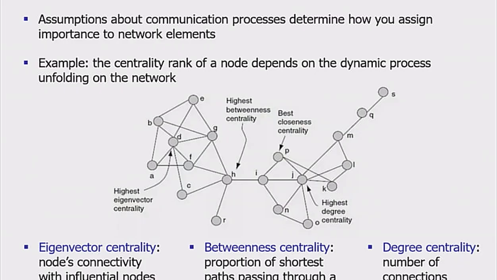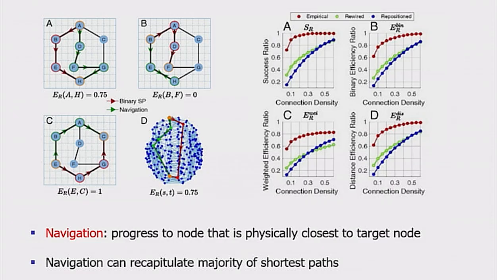And finally, if you think the communication takes place by signals being simultaneously transmitted to multiple neighbors and therefore sort of percolating through the network, then you might want to look at a measure like eigenvector centrality, where you're quantifying nodes' connectivity with other influential nodes, and that's shown on the left. So even a very simple exercise like what are the hubs of this network, what are the most important nodes, very much depends on how you think communication takes place.